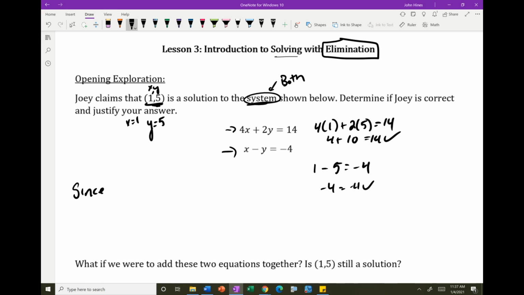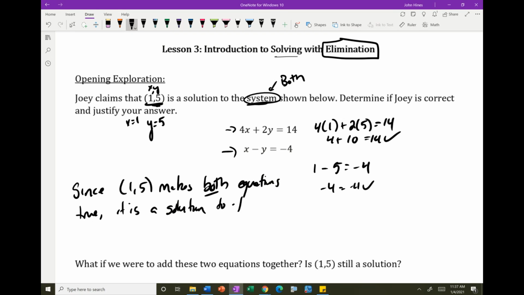So since (1, 5) makes both equations true, it is actually a solution to the system.